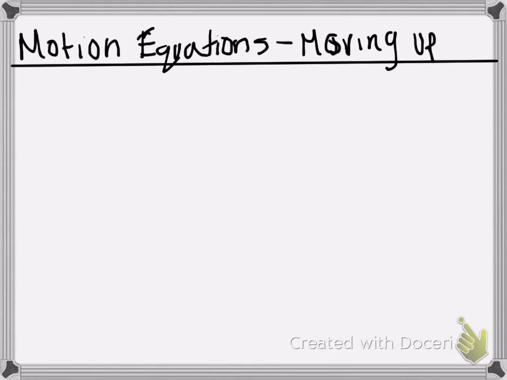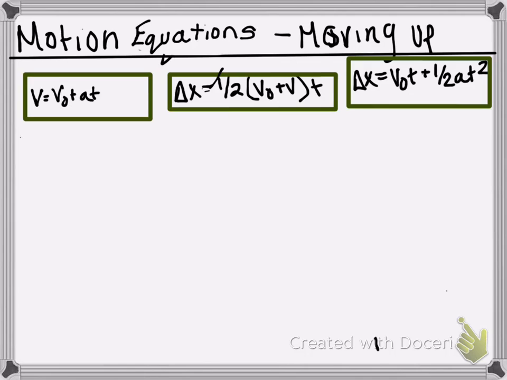Today in class, we will be talking about motion equations as objects projected up. As you know, our three motion equations are v equals v naught plus acceleration times time. Delta x equals 1/2 (v naught plus v) times time. And also, delta x equals v naught t plus 1/2 a t squared.